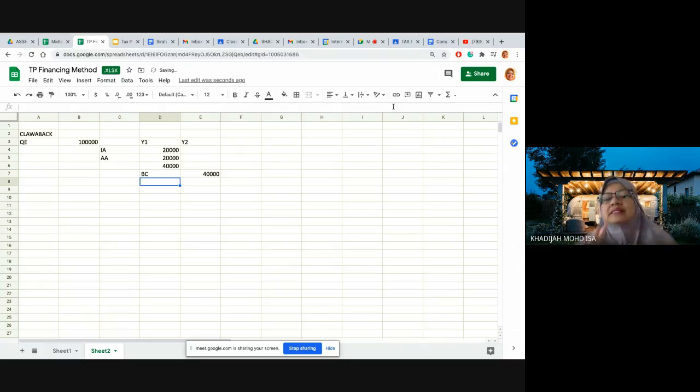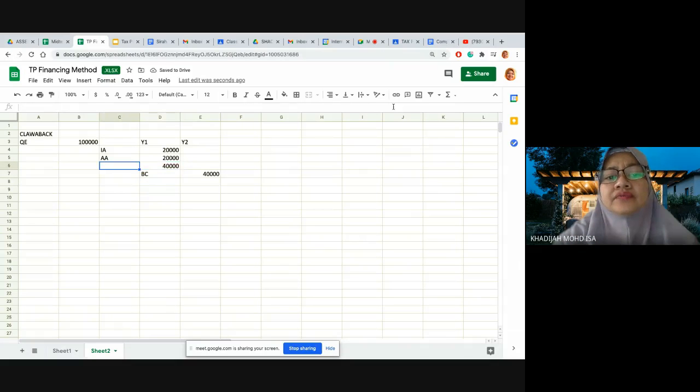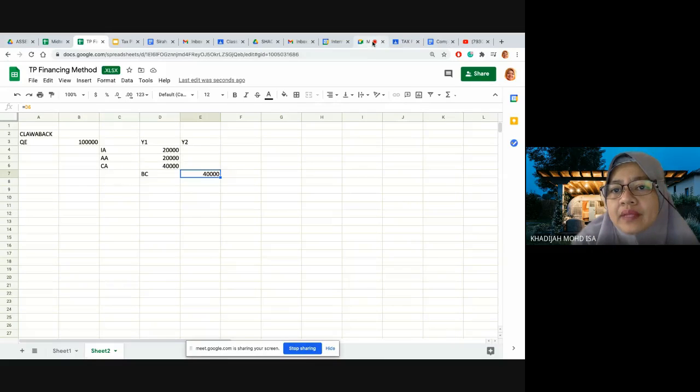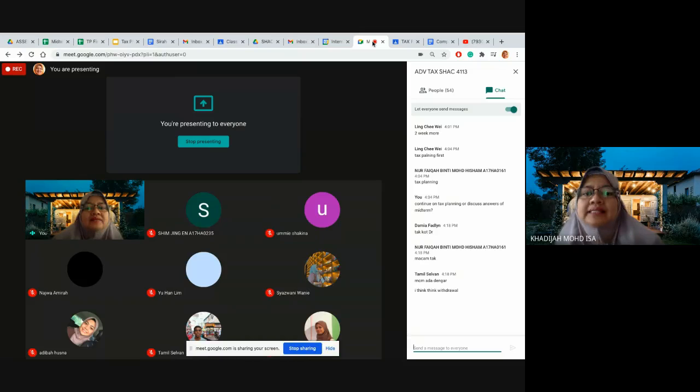So what it means is that, remember that in the first year, this one is your capital allowance. Capital allowance is given as a deduction, but in year two, the same amount is given as a balancing charge. So what's the impact? What's the impact on that allowance that is given in the first year?